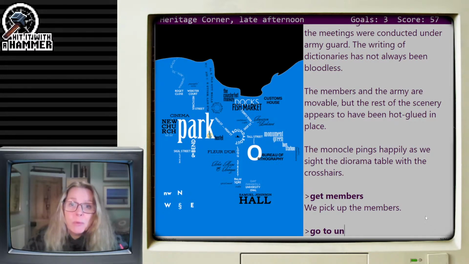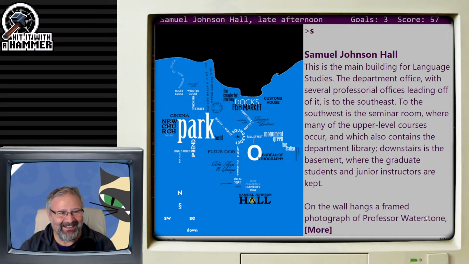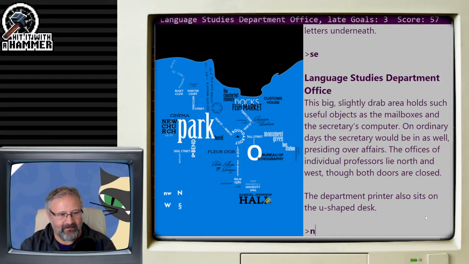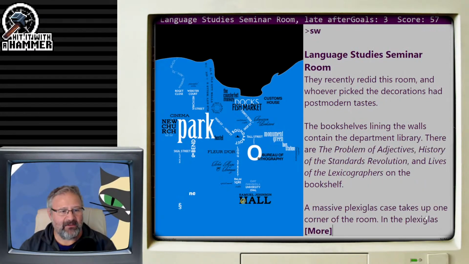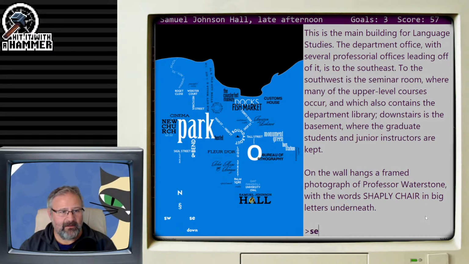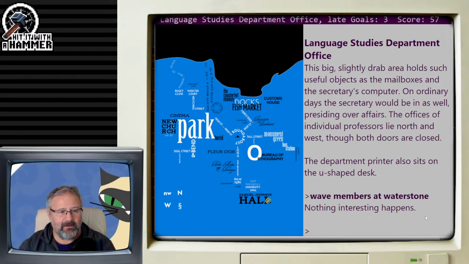And wave them at Waterstone. Exactly. Wait, do you want to wave members or get rid of the S? Well, maybe just wave a member. Where was it? Southeast. Yeah. Oh no, God, I keep going the wrong way. Oh, it is here. So, okay, wave members at Waterstone. Nothing interesting happens. Maybe we need a single member, but let's try knock door.